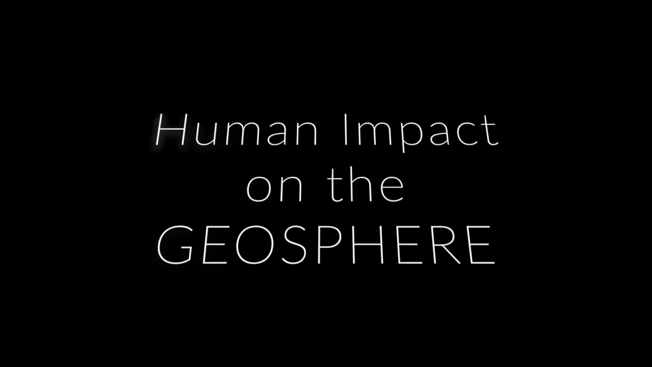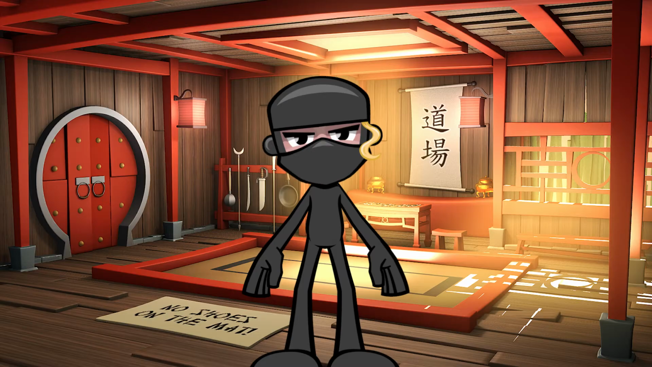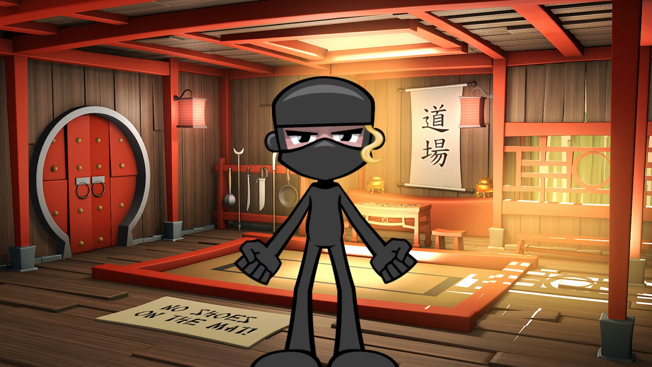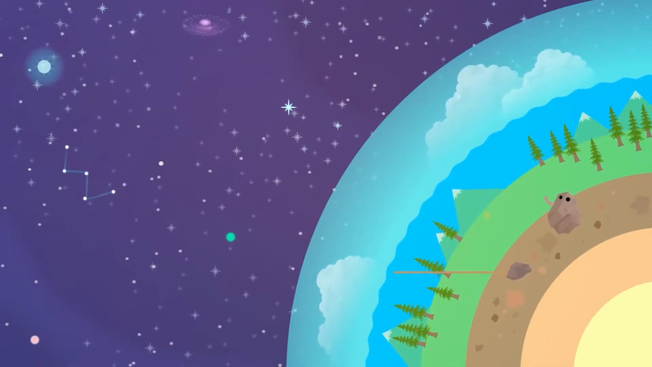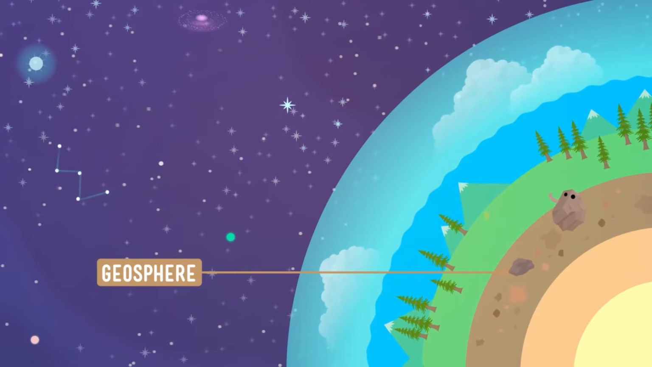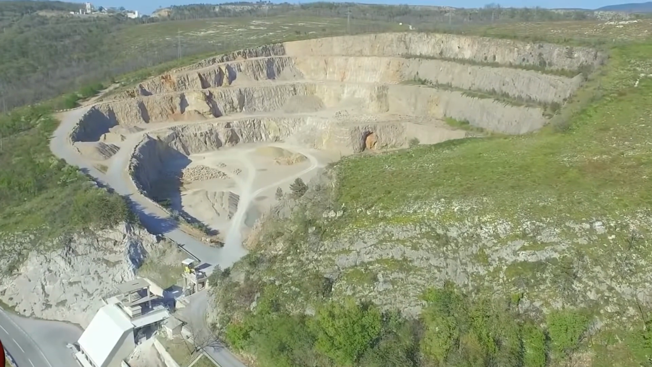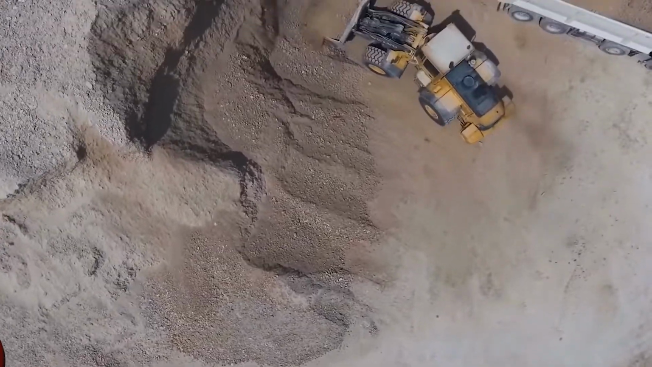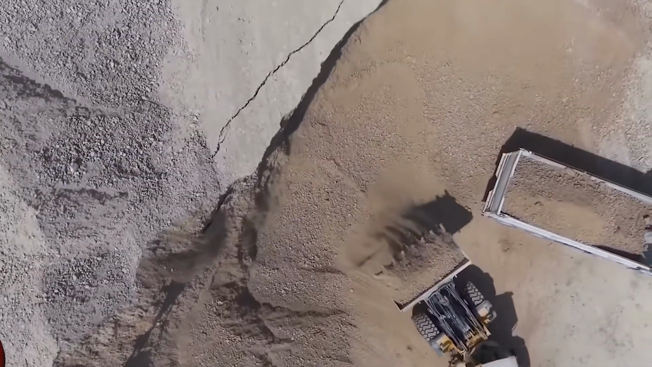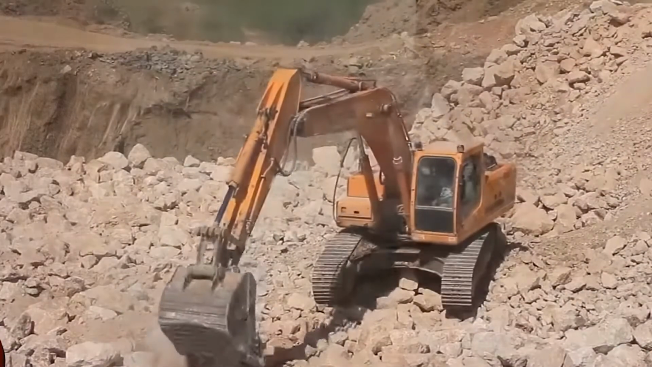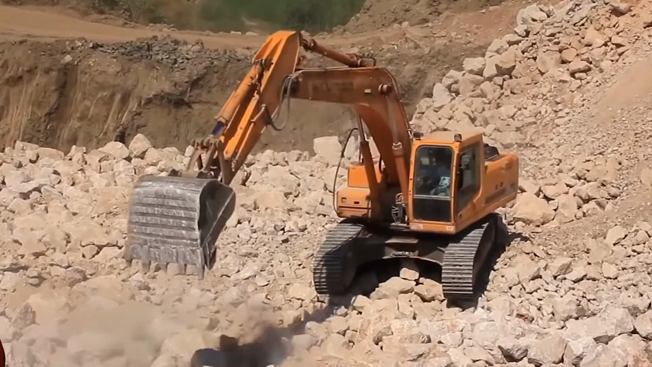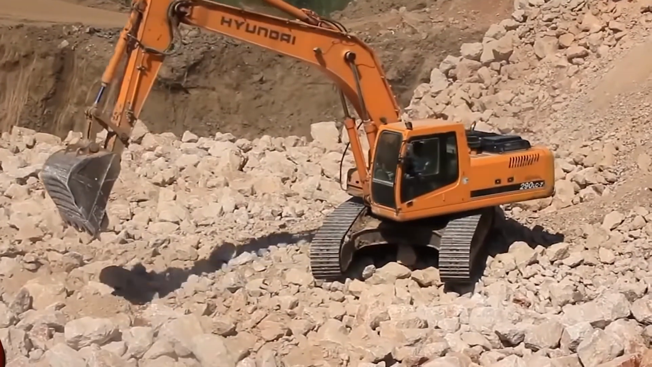Human impact on the geosphere. The mostly solid, rocky part of Earth is called the geosphere. Humans change the geosphere when they reshape the land to meet their needs. Humans level land to build homes and offices. Humans may also change the land to mine for resources or to farm.